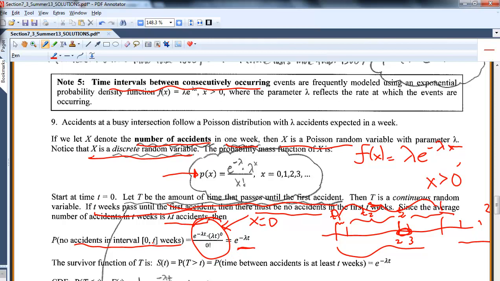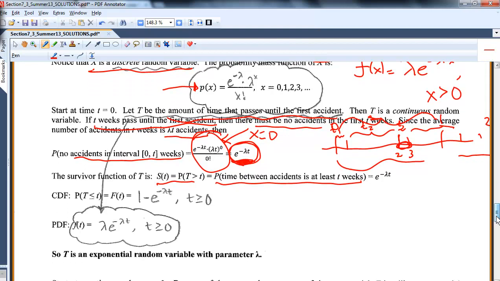The probability there's no accidents in the interval 0 to t is e to the negative lambda t. But if you remember from the last video, this is just the survivor function of an exponential random variable, and the survivor function tells you the time between accidents. So the time until the first accident happens is at least t weeks. So now we've related the survivor function of an exponential with the Poisson random variable.